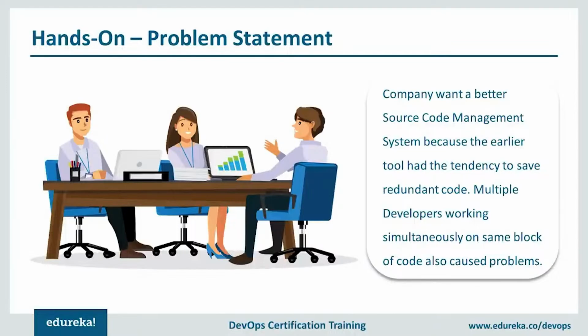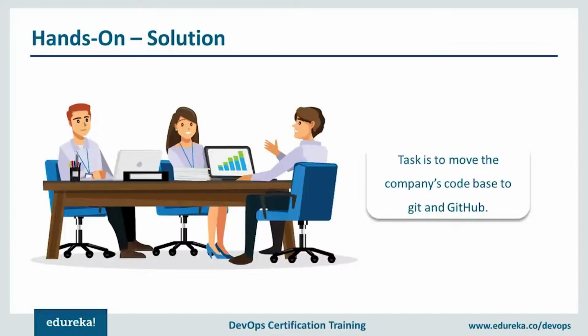These developers want better source code management because the earlier tool had the tendency to save redundant code. They did not want redundant code in the system. They faced issues such as when multiple developers were working on the same block of code, there were a lot of changes happening and nobody knew who was making them. So the solution to this problem is to move the code of this company to GitHub and use Git.